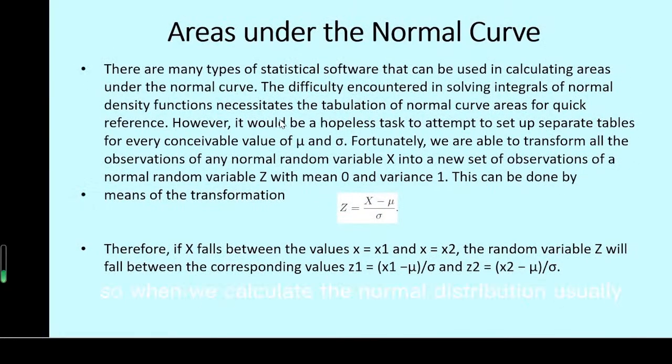When we calculate with the normal distribution, usually we will transform the random variable x to x minus mu divided by sigma. This transformation is called standardization. This value Z has a normal distribution with 0 mean and variance 1. And this value can also be checked from the normal table for the cumulative probability.